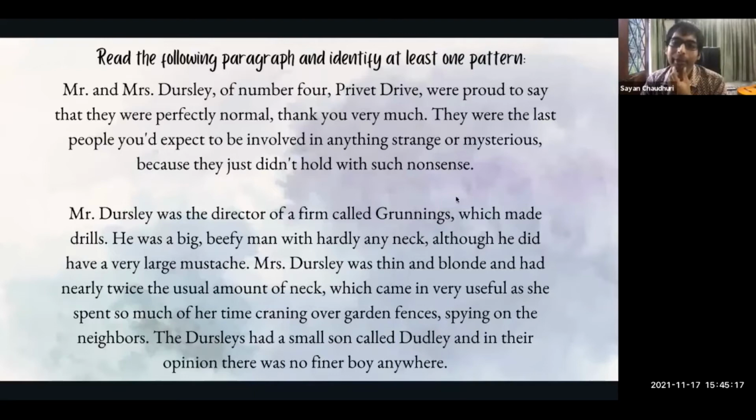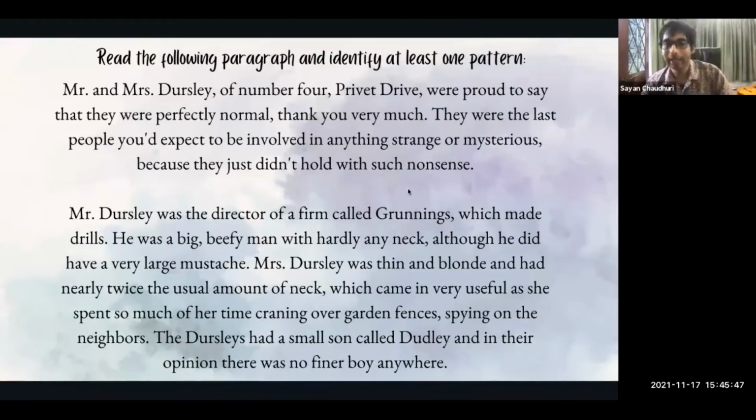Gopal has said, big beefy man with hardly any neck, thin blonde with twice the amount of neck. Great. So that's one pattern we find. This is a pattern of physical description. But there is something more to this pattern, right? It's not just big beefy man with hardly any neck. So there's some sort of contrast. There is a physical description with a contrast, which is emphasized. Thin blonde with twice the amount of neck. So you're given a contrasting image almost, right?